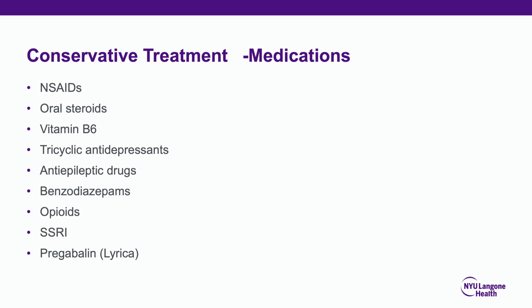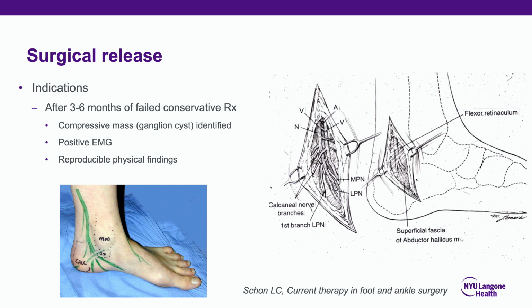Other conservative treatments include medications such as anti-inflammatories, oral steroids, vitamin B6, tricyclic antidepressants, anti-epileptic drugs, benzodiazepines, opioids, SSRIs, and Lyrica. A surgical release is indicated for people who fail conservative treatment, usually after 3 to 6 months and probably even longer. A positive EMG should be noted with reproducible physical findings. If a compressive mass such as a ganglion cyst is identified, it should be removed. You can see the anatomy, once again, on the right-hand side.